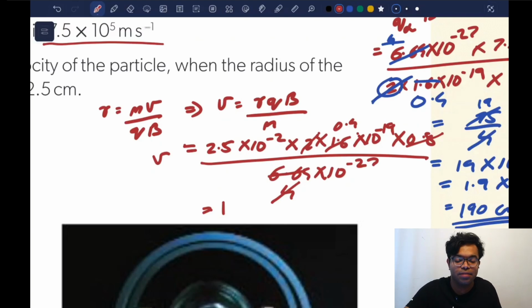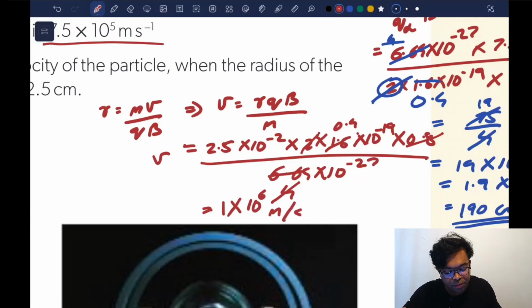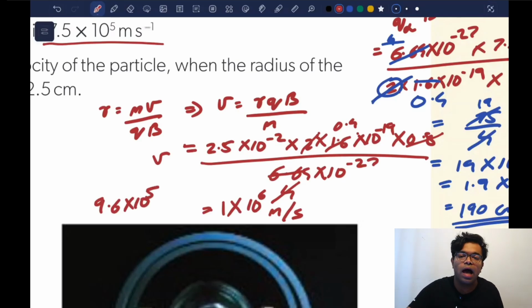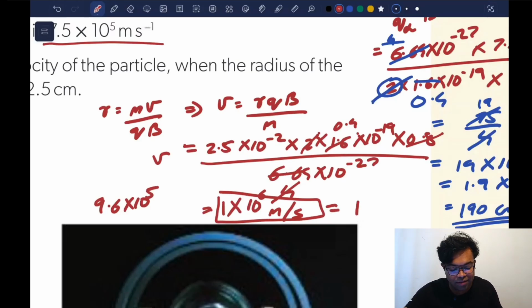10 to the power of 6. So 1 into 10 to the power of 6 meters per second. What is the answer? Yeah. So basically they have 9.6 into 10 to the power of 5. I have made rough calculations and I am almost close to them. I can write this as 10 into 10 to the power of 5 meters per second.